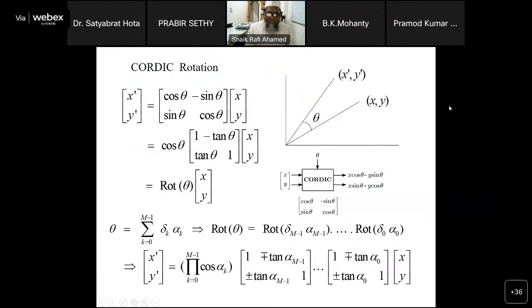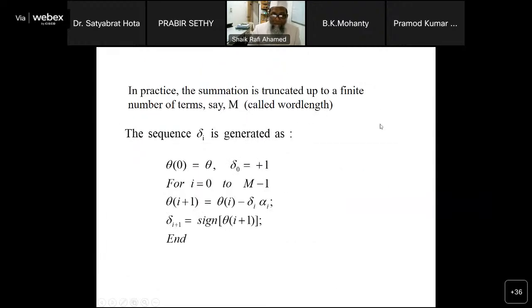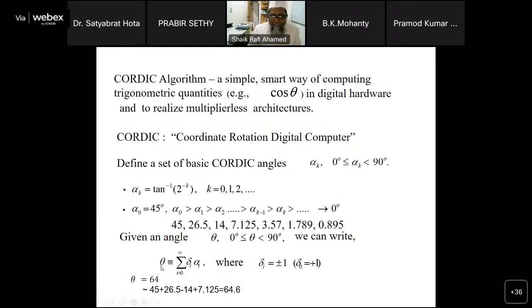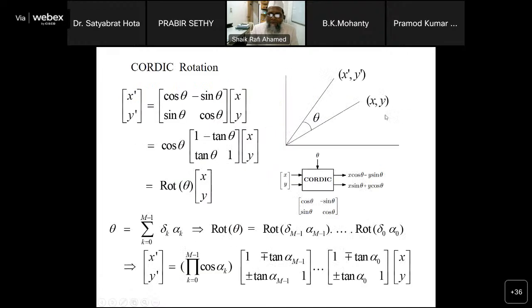Now what we are going to do here is, initially rotate this xy by alpha 0, because any theta can be represented as alpha 0 plus or minus alpha 1 plus or minus alpha 2 and so on. So initially you shift this xy vector by 45 degrees, which is alpha 0. Then the next angle alpha 1, either in the forward or reverse direction, depends upon whether the sum is less than or greater than theta. Like that you rotate until you get finite precision.